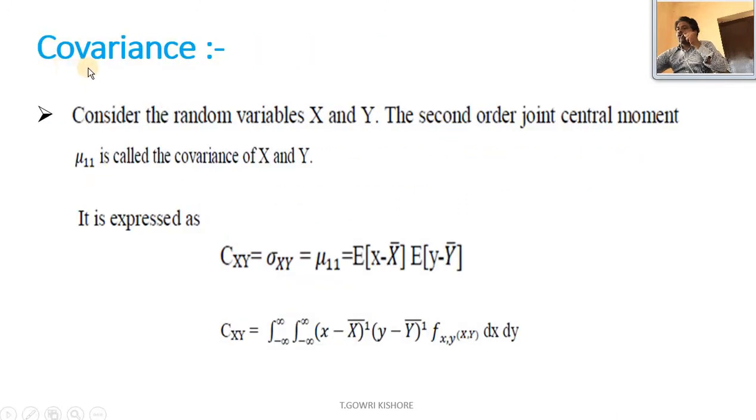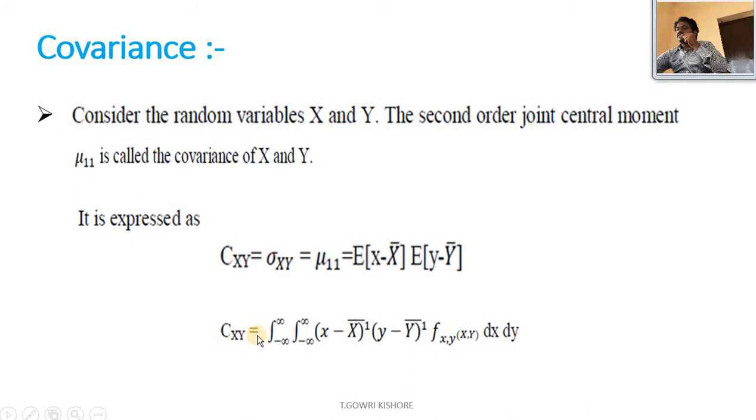So here covariance: consider the random variables x and y. The second order joint central moment mu 1, 1 is called the covariance of x and y. So what is meant by covariance? Covariance is nothing but how much variance is available between the two random variables. So it can be expressed as cxy equal to sigma xy equal to mu 1, 1, that is equal to expectation of small (x minus x bar) into (y minus y bar).